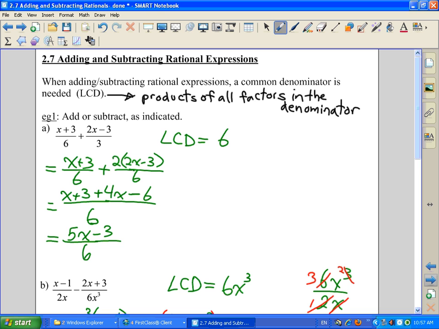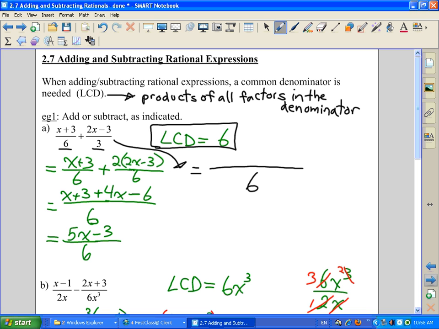Okay, so taking a look at this first example, it says to add or subtract as indicated. So you look at your denominators, you've got 6 and 3. What number goes into both 6 and 3? 6. So your lowest common denominator is going to equal 6. You may choose on your second line, ladies and gentlemen, to, instead of just leaving the 6's independently, join them too as well.